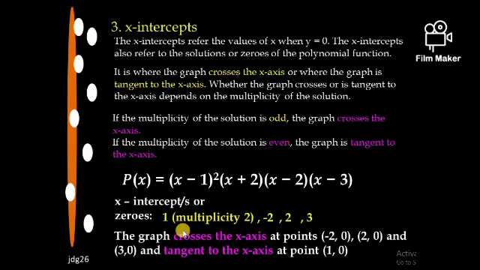So, bakit siya naging tangent? Tingnan nyo yung multiplicity natin. It is 2. So, sabi kanina, if the multiplicity of the solution is even, since 2 is even, the graph is tangent to the x-axis. So, tangent yung ating graph at point 1, 0 dahil sa multiplicity 2.